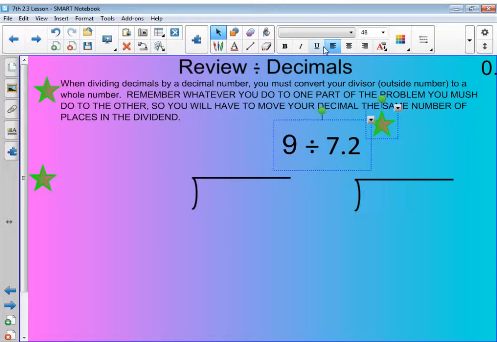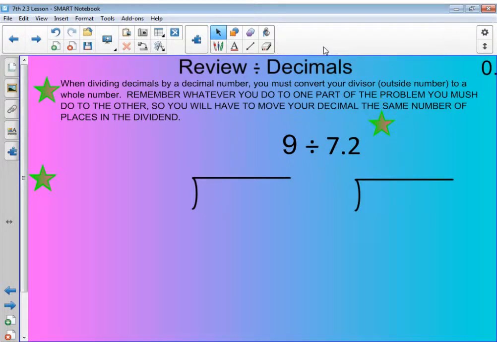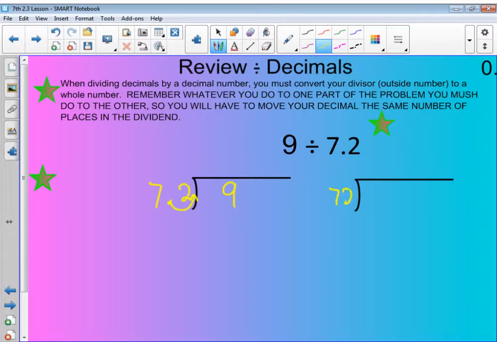Okay, so here we have 9 divided by 7.2. So we're going to check our setup on this one. 9 divided by 7.2. Lots of times kids will switch that around because they think in their head 72 divided by 9. So now we're going to move our decimal to make it a whole number of 72. And whatever we did on the outside, we have to do on the inside.